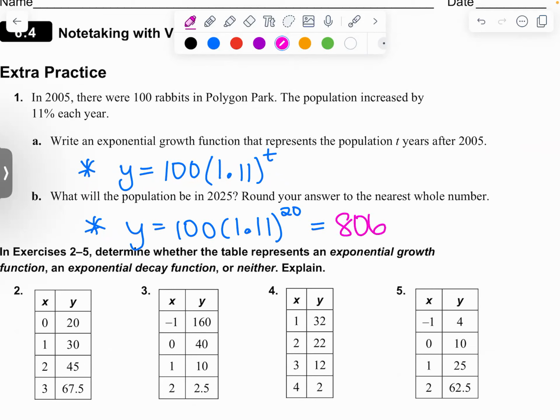How many of you put 2025 in for T? That's why you got overflow error. I just don't know how to do it. What don't you know how to do, Brooks? So how'd you get 1.11 like inside number? So we're growing. Okay, here's the deal. 11% is 0.11, right? And we add it to 1. Are you okay with putting this into your calculator?